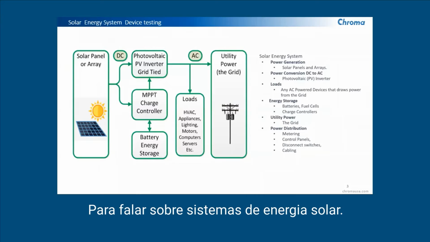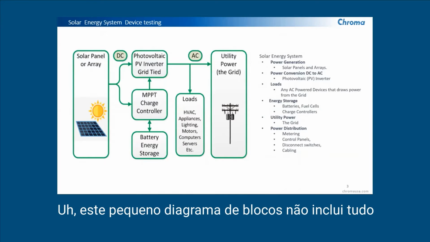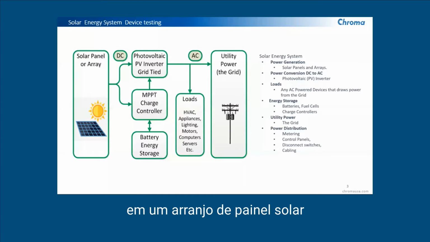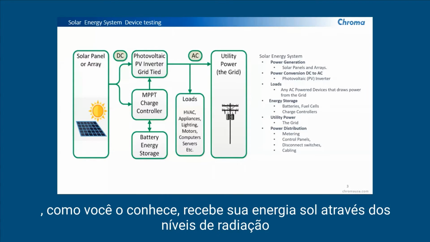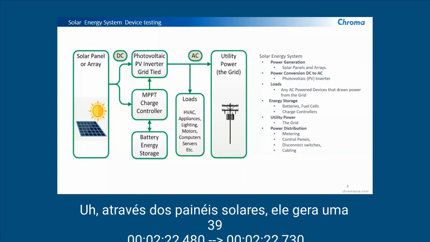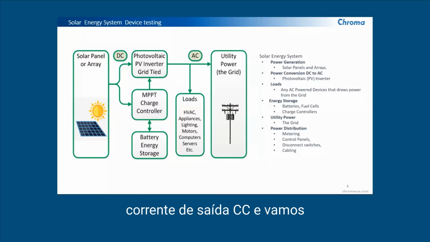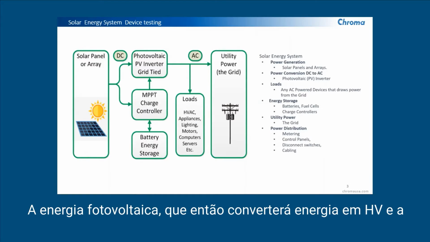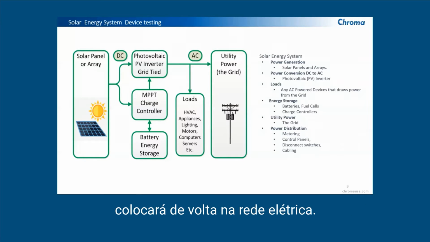To talk about solar energy systems, this little block diagram is not all-inclusive, but basically you start with a solar array panel or solar array itself. And the solar array, as you know, gets its energy from the sun through the irradiation levels onto the solar panels. It develops a DC output current and voltage, and we'll go into how that works. That's the input to the PV inverter, the photovoltaic PV inverter, which will then convert power to AC and put it back on the grid.